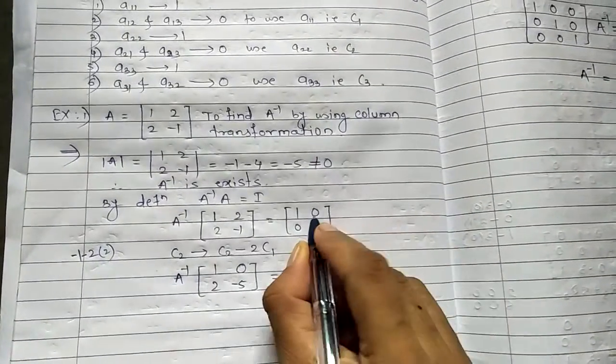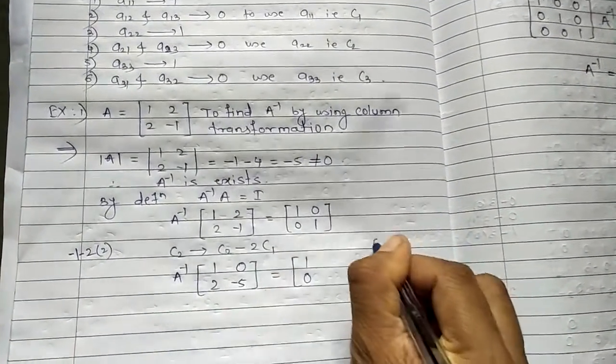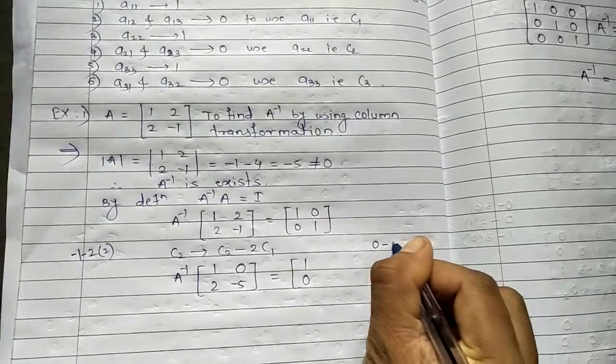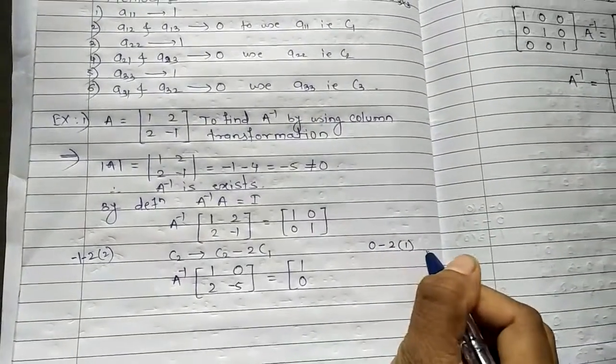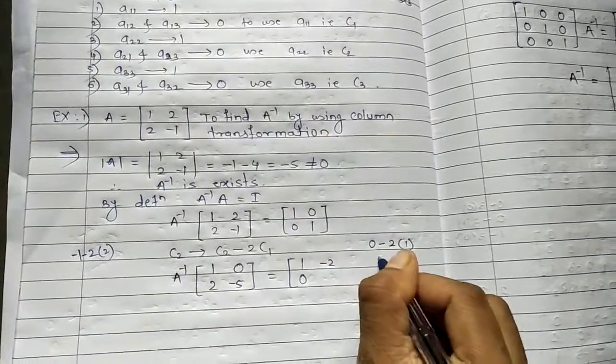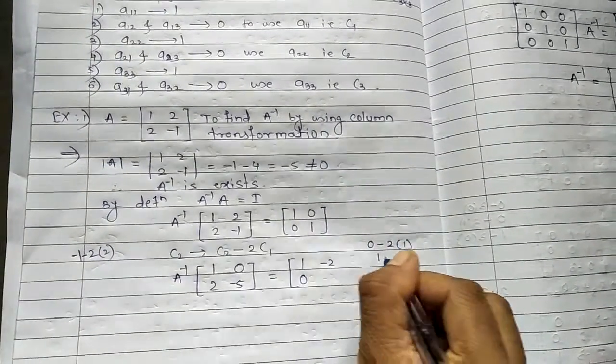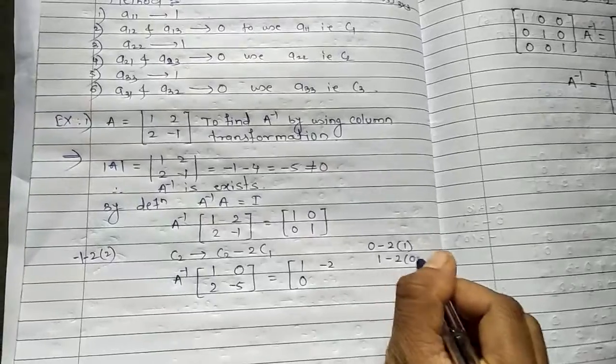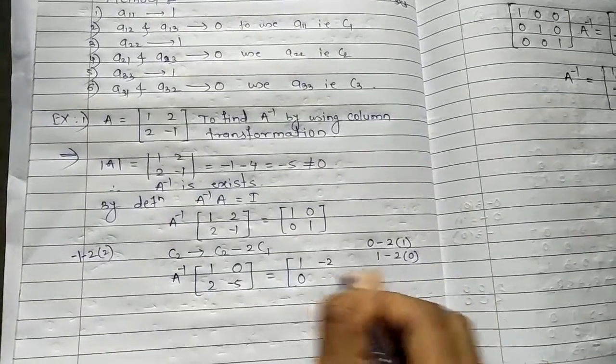Similarly, we can apply the operation on the second column. The element in the second column is -2 times the corresponding element in the first column, which is 1. So it is -2. Similarly, the element in the second column is 1, minus 2 times the corresponding element in the first column, which is 0. So it is only 1.